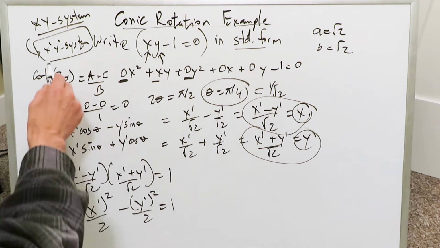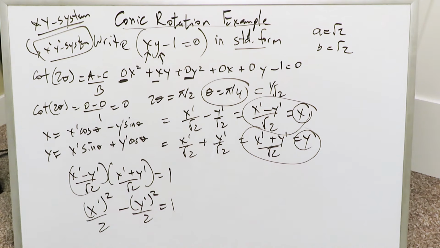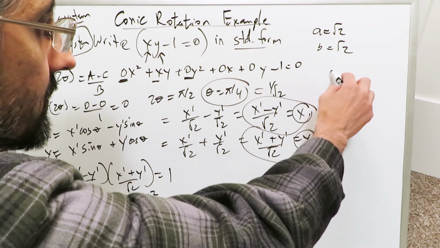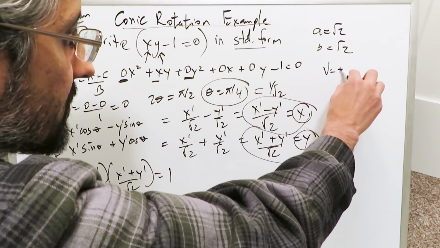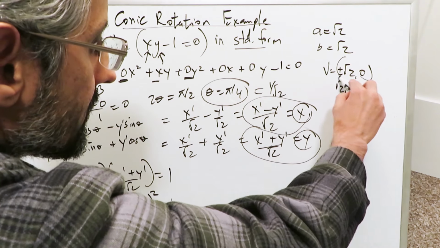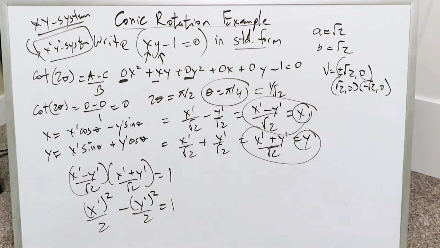So let's figure out what we have here with regards to this x prime y prime system, and we can do all of that because now we need to determine what the vertices are. How can you determine the vertices? Well, you know you have a is equal to root 2. When a is equal to root 2, that's giving you vertices. It's plus and minus root 2 comma 0, which is really root 2 comma 0 and minus root 2 comma 0.